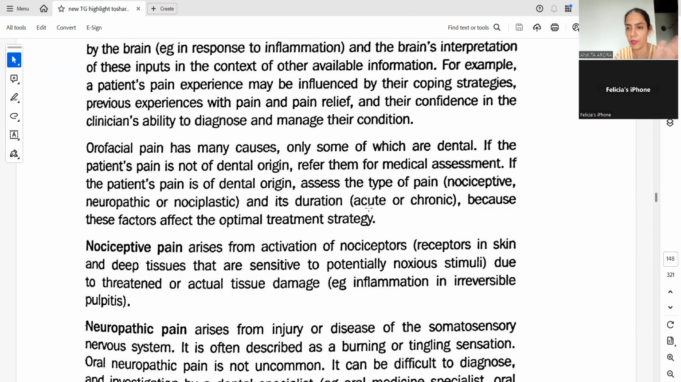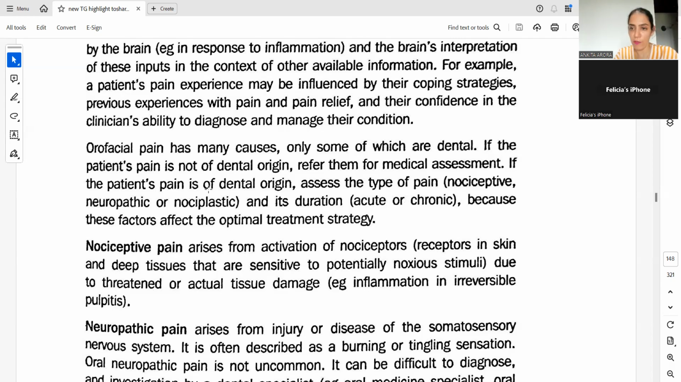Suddenly it has started, the patient has even reported just an hour back, the patient is coming to you with painful cheeks and something. So this is how we know acute or chronic, if it has been present for a long time. Some patients will come and say it has been present for the last 6 months, or for the last 3 months. So that is a chronic pain. Because of these factors, they affect the optimal treatment strategy.